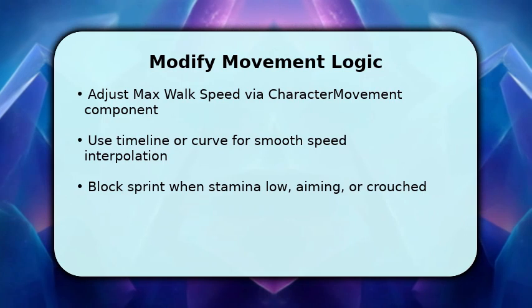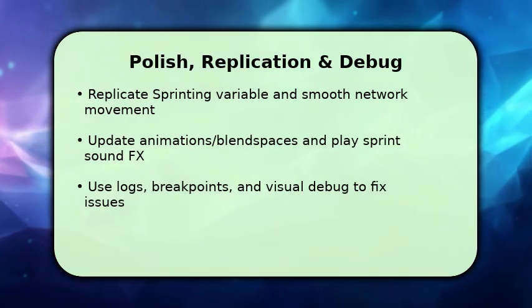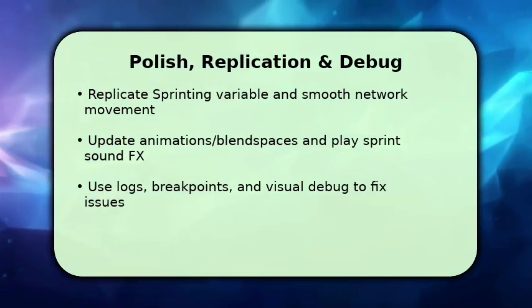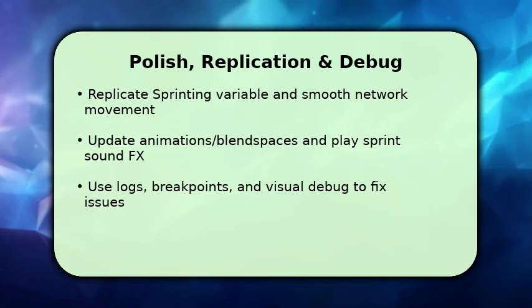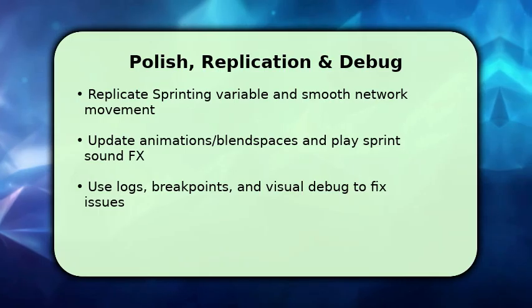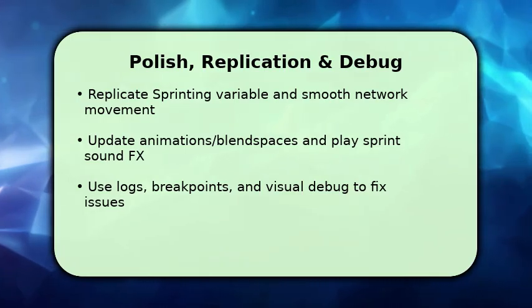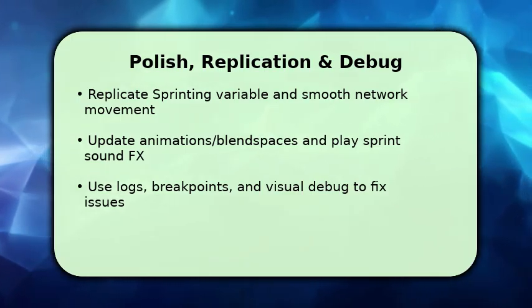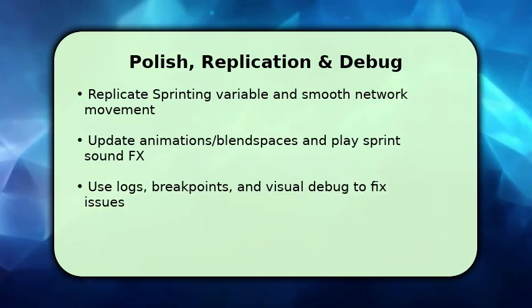Finish by syncing state and visuals. Replicate the sprinting variable and ensure character movement smoothing is enabled so clients see correct velocity. Update your animation blueprint. Add a sprint blend space or play a faster run montage tied to speed. Also trigger sprint sound effects and camera FOV tweak for feedback.